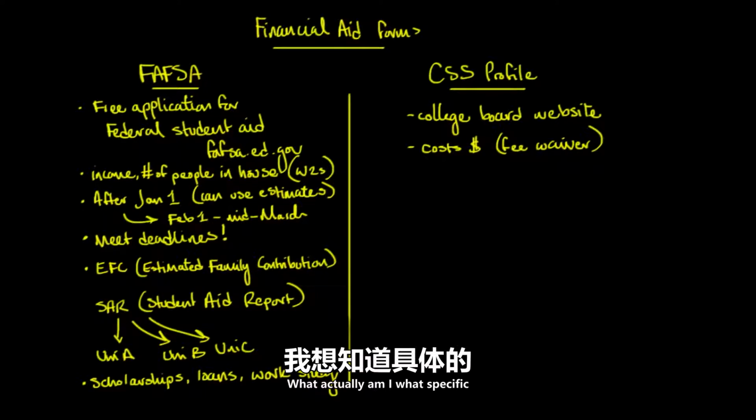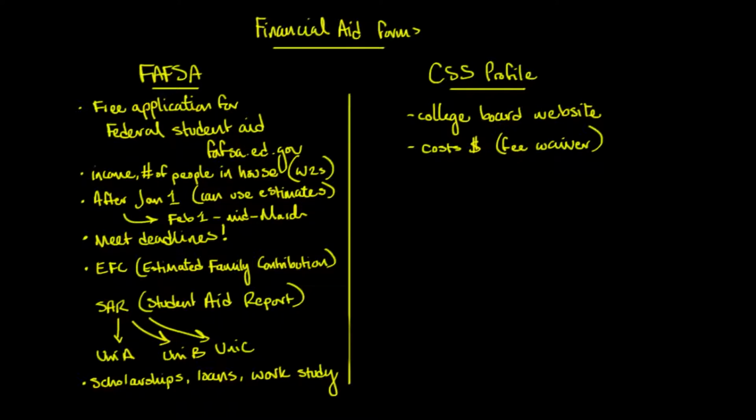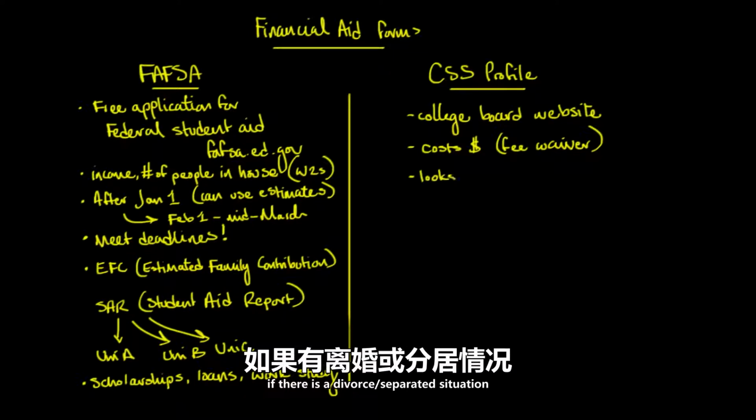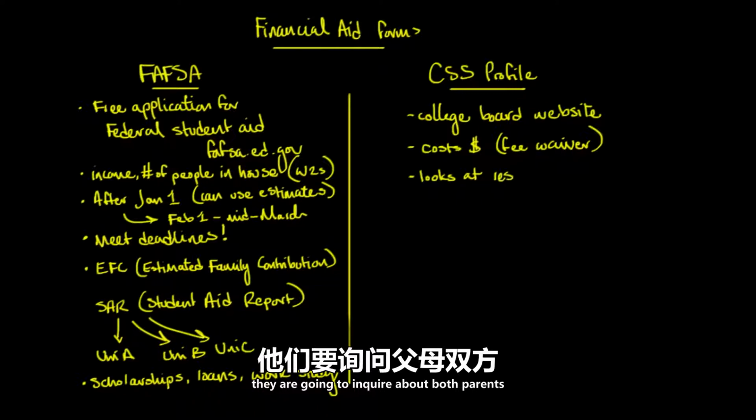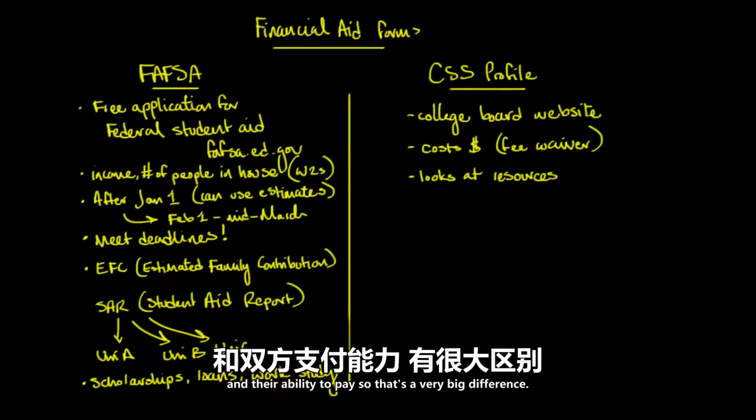So that tells me how much it costs. What sort of specific differences are going to be on here? So on the FAFSA form, that really is only talking about the family that the student lives with, so in that sort of home. On the profile, they look at the resources of both biological parents. So even if there's a divorce or separated situation, they're going to inquire about both families and both parents and their ability to pay. So that's a very big difference.